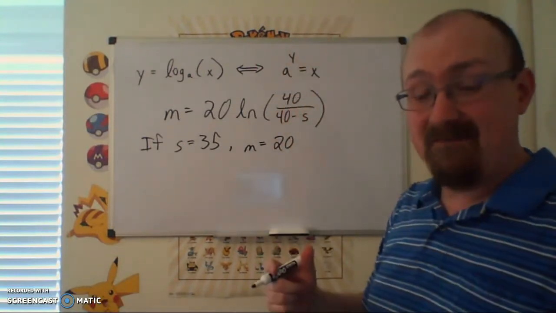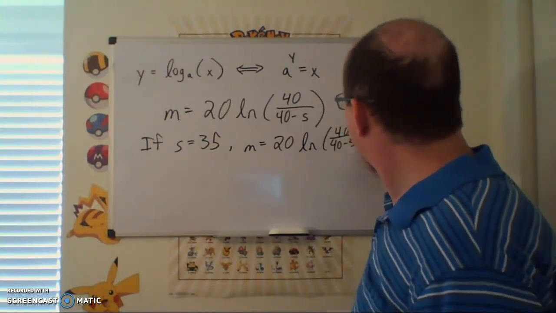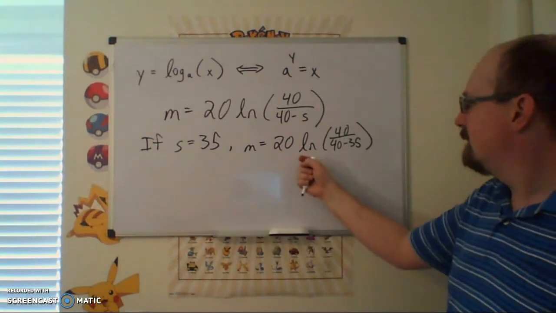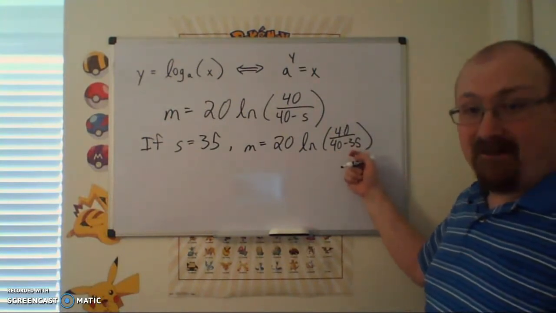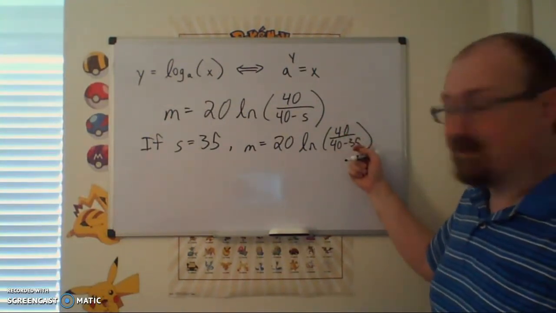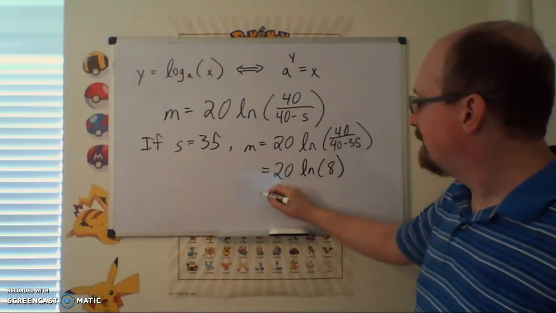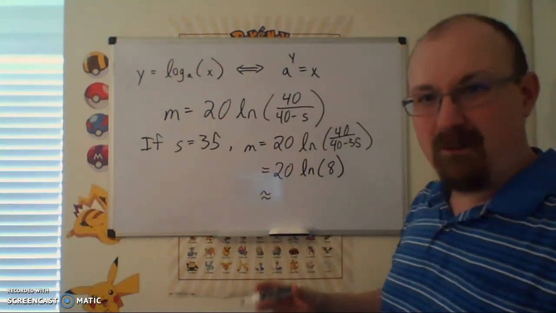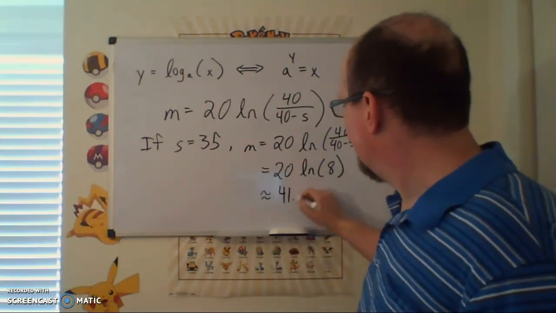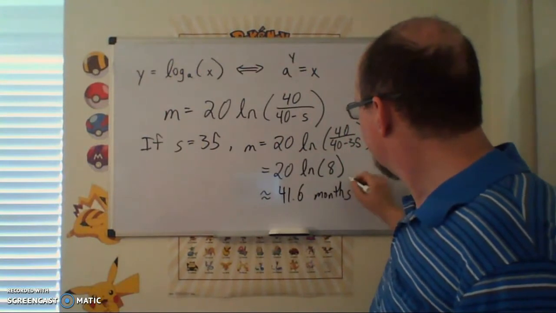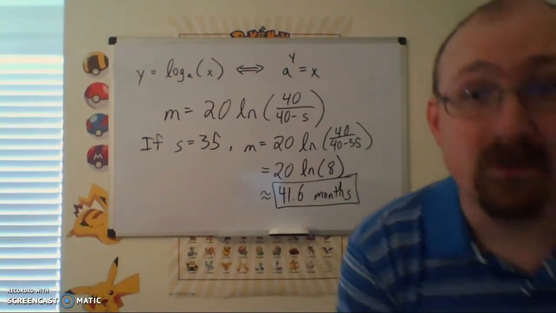So now I'm just going to fill in that value of 35 into this guy. And I got that, 20 natural log of 40 over 40 minus 35. 40 minus 35 is 5, and then 40 divided by 5 in turn is 8. So I have 20 times the natural log of 8. And if you work that out, grab your favorite calculating device. 20 times the natural log of 8 is going to give us approximately 41.6 months.